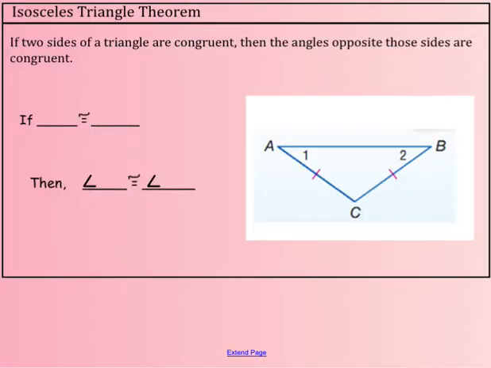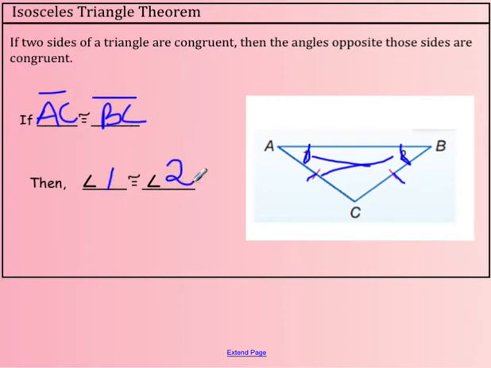First is the isosceles triangle theorem. If two sides of a triangle are congruent, then the opposite angles, so the angles opposite to those sides, are congruent. So if this side is congruent to this side, then this angle is congruent to this angle. Let's write that out in a statement: if line segment AC is congruent to line segment BC, then angle 1 is congruent to angle 2. That's one of the things we're going to be using today.